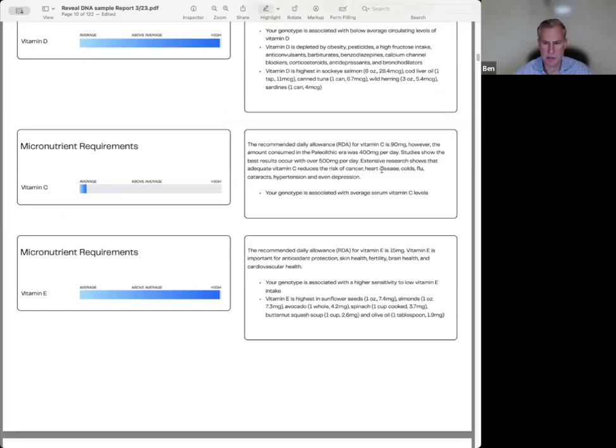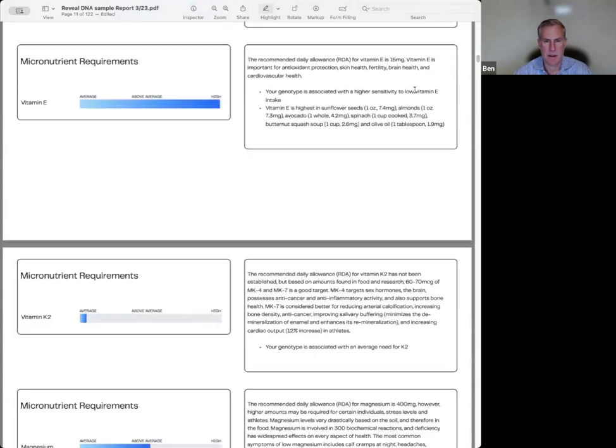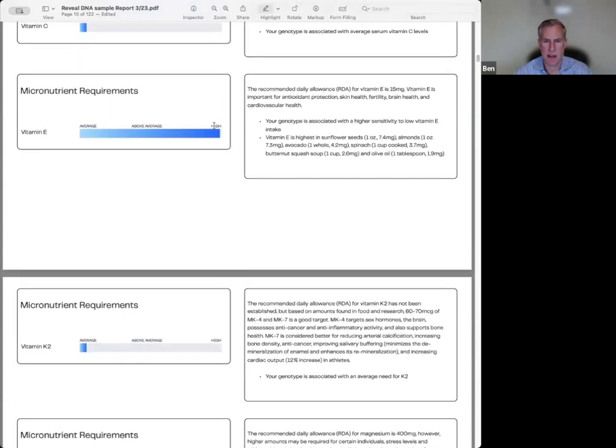You can see where C is used: cancer, heart disease, cold, flu, cataracts, hypertension, depression. It's a good vitamin. And vitamin E. Okay. Again, this person has a high need. So important for their antioxidant production pathways. So we're thinking about glutathione, we're thinking about methylation, stuff of that nature, skin health, fertility, brain health, cardiovascular health.